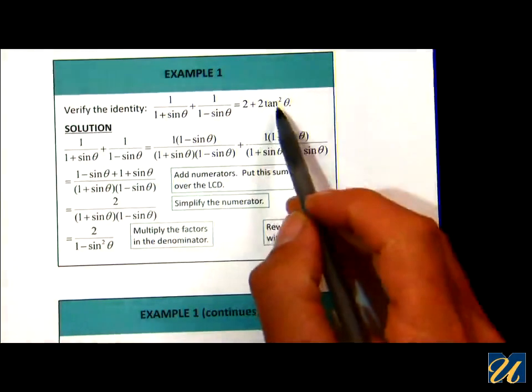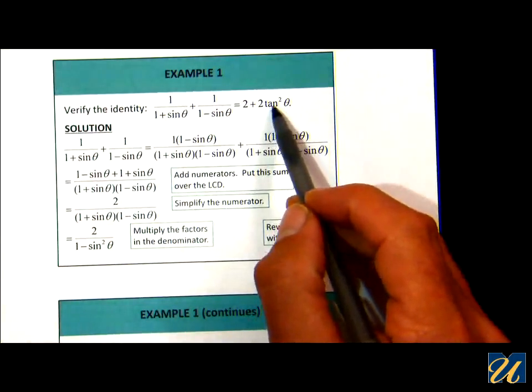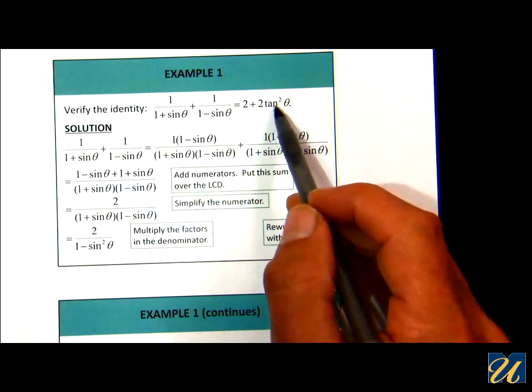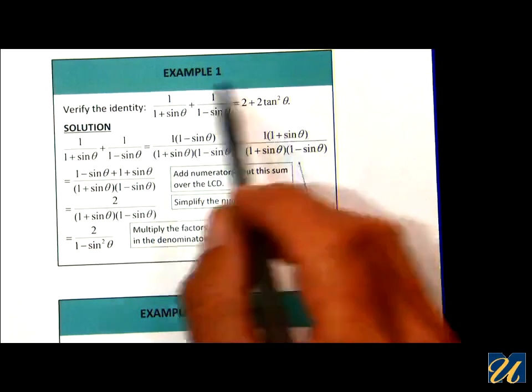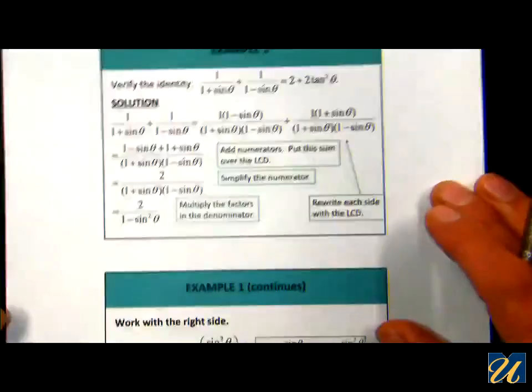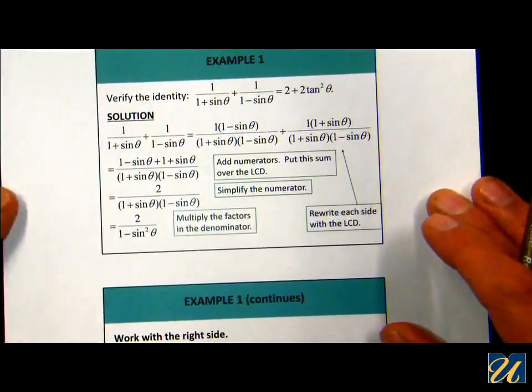And, okay, we can convert that to sine square over cosine square. Sure. Tangent is sine over cosine, so tan square is sine square over cosine square. We could do that. Over here we have two fractions. Well, I could add them together with a common denominator. And that's the approach that's being taken right here.